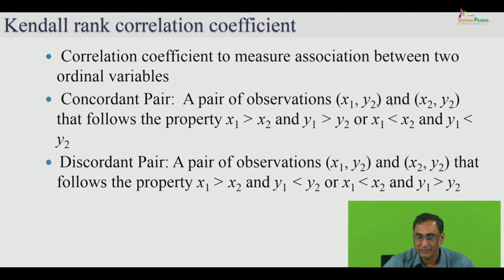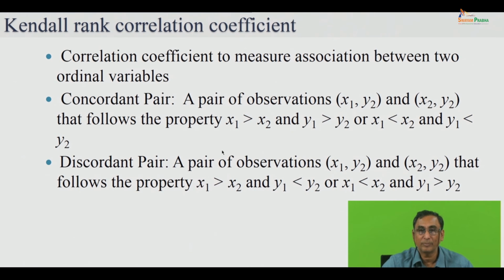If x1 is greater than x2 and the corresponding y1 is greater than y2, then we say it is a concordant pair. That means if x increases and y also correspondingly increases, then these two data points are said to be concordant. Similarly, if x1 is less than x2, and correspondingly y1 is less than y2, then also we say it is a concordant pair. That means when x increases, y increases, or x decreases and y decreases, then we say these two data pairs are concordant.